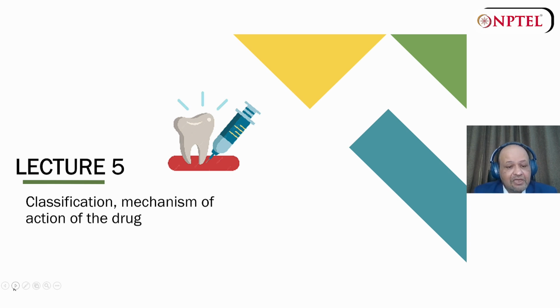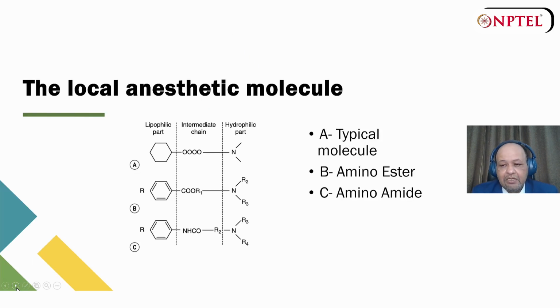Lecture 5 is classification and mechanism of action of the drug. So basically, when we look at the molecule, whether it is an ester or an amide, you have the two groups which are there. B is the amino ester and C is the amino amide. Amino esters are not used commonly nowadays, with the exception of articaine, which is a combination of ester as well as amide. The most commonly used amide local anesthetics are lignocaine and bupivacaine, and they are very safe. They cause very few hypersensitive or adverse reactions in the patients.